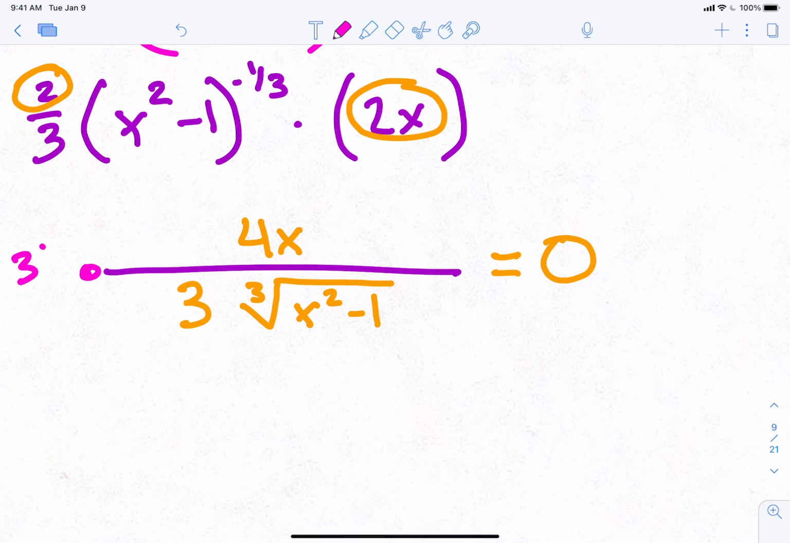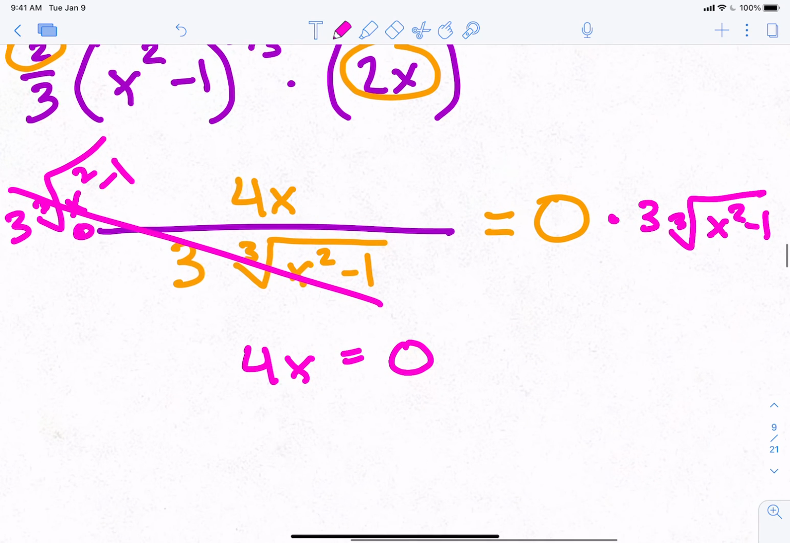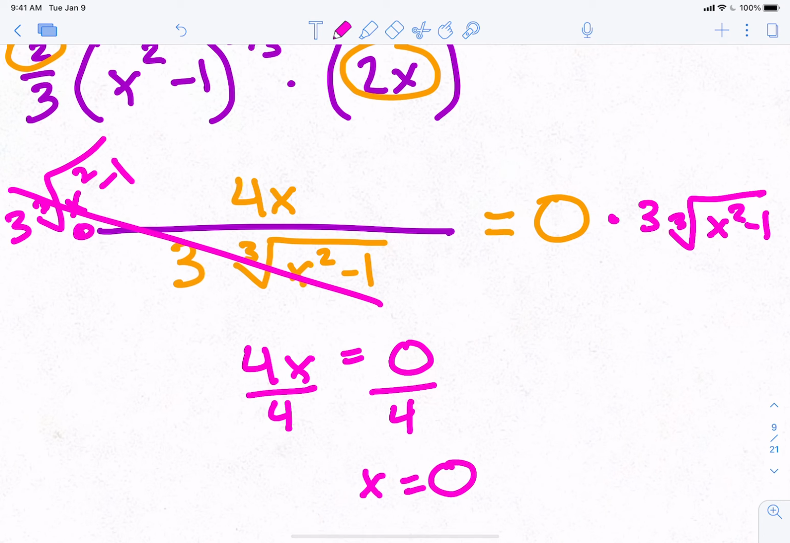So 3 cubic roots of, we don't really care, because what's going to happen when you multiply it over? 4x is going to be equal to 0 times that thing, which is just 0, right? Then you're dividing by 4. So x is equal to whatever 0 divided by 4 is, which is 0. So we have found where the derivative is 0.